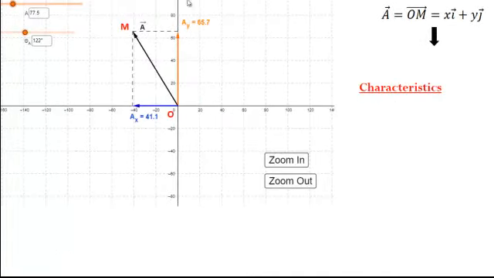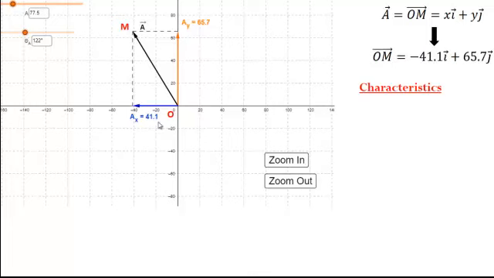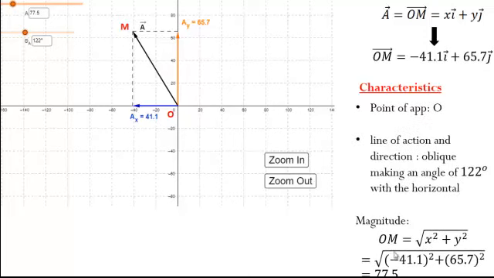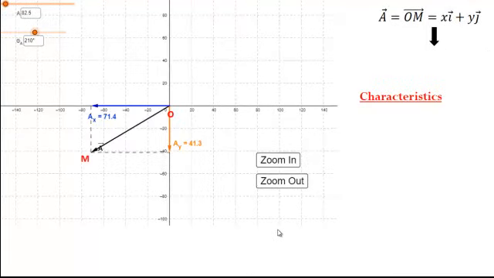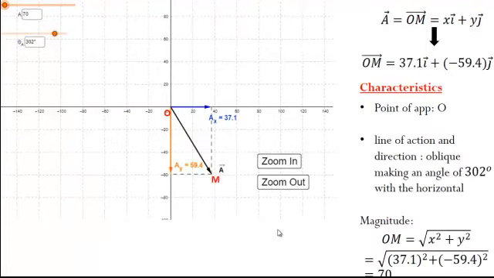Another example here, we have also X and we have Y. Now الفرق إنه X كيف صارت negative, so OM will be expressed by minus 41.1I plus 65.7J. Characteristics, point of application is O. Now line of action and direction كمان بنحطهم مع بعض since it's what? It's oblique, and we have the angle. And for the value, OM equal radical X square plus Y square. We have X and we have Y, and pay attention, X is minus 41.1 كلها square, and then we have the answer. You have also two other examples, so you can check the two other examples in the PowerPoint.